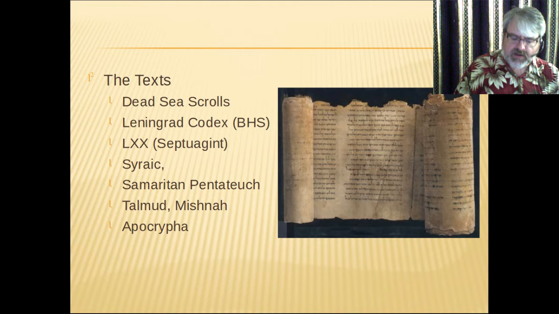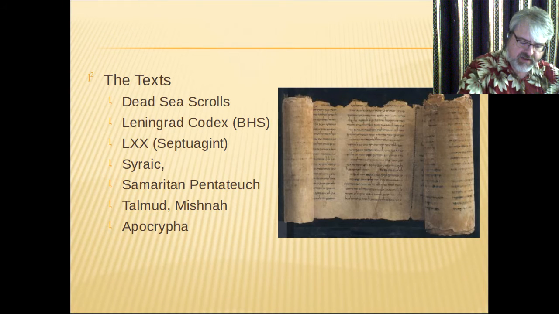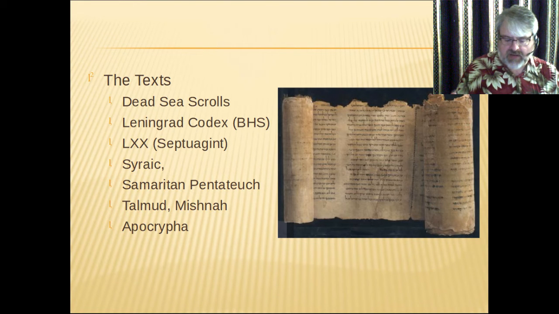One I didn't list here is, of course, the Latin Vulgate, the Latin translation of the Bible completed in the 4th century by Jerome. A lot of folks consider that the best understanding of the Old Testament. Jerome worked with what he had to work with, so we don't really know if that's true or not.